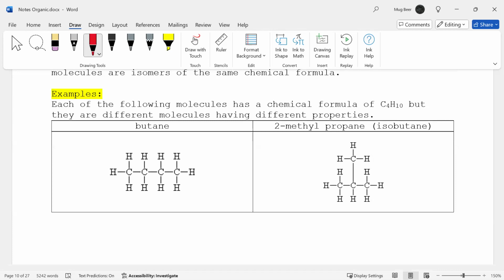So I know that the formula for this has to be C4H10. And so there's only 2 ways to connect up C4H10. Those are the 2 ways. So what are these things? These are isomers of each other. Same chemical formula, different structural form.